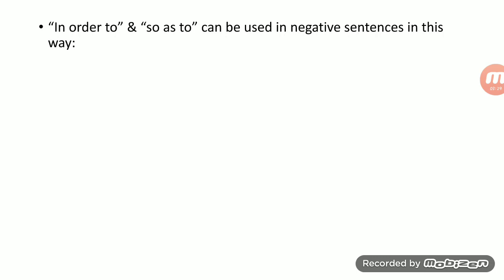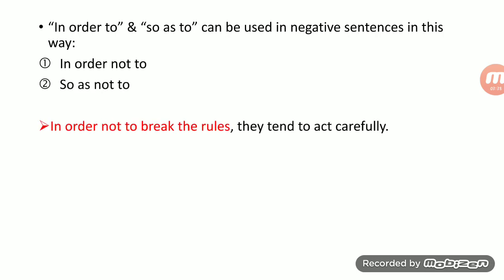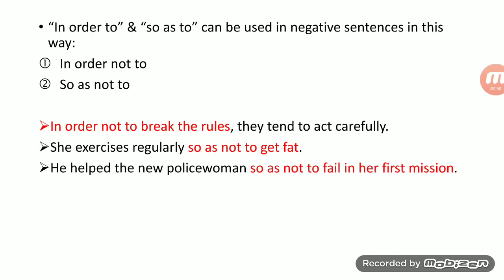In order to and so as to can be used in negative sentences as well. So here are the structures: in order not to and so as not to. Here's an example. In order not to break the rules, they tend to act carefully. She exercises regularly so as not to get fat. He helped the new policewoman so as not to fail in her first mission.